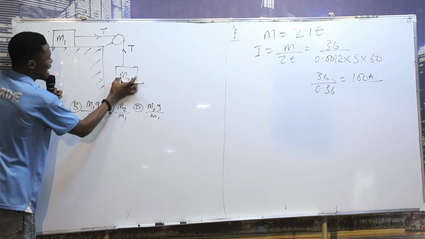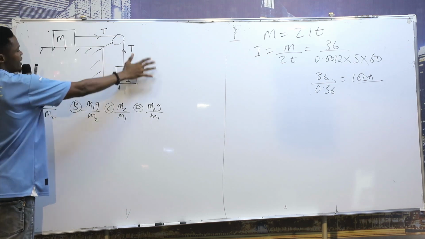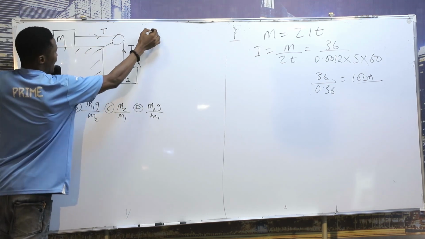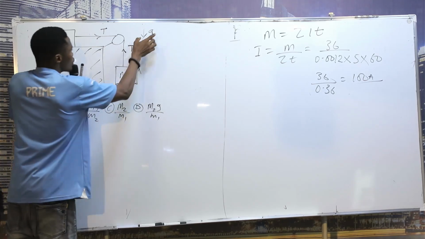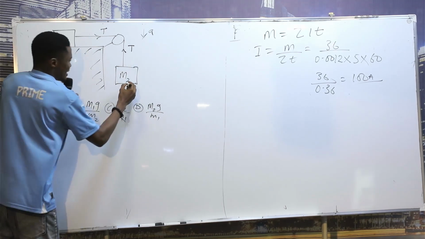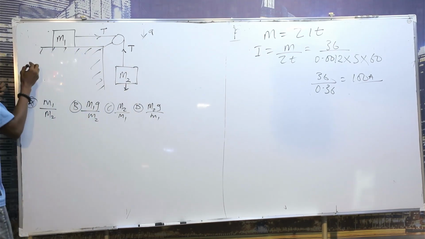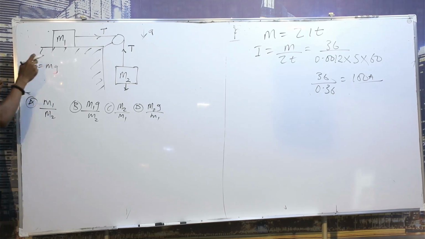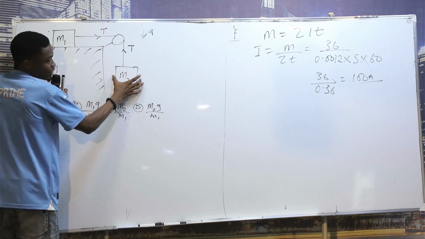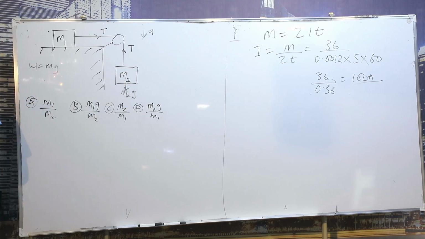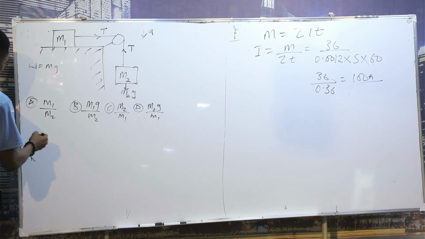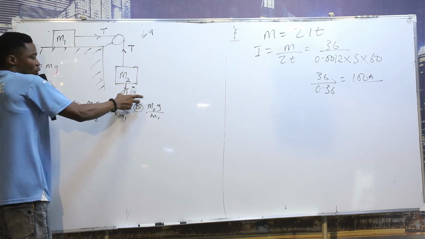Now, class, this guy that is hanging here, let's assume that the system is going down this way, accelerating down. So if this mass was going down, you see that the weight of this guy will be acting downwards. Class, what is the formula for weight? W equals mg, mass times acceleration due to gravity. So the weight of this guy will be M2g, dragging it down.